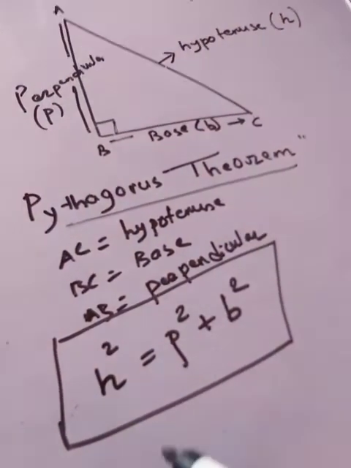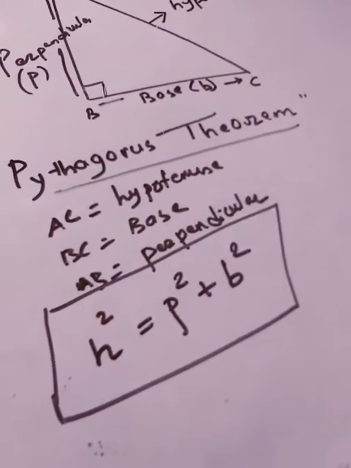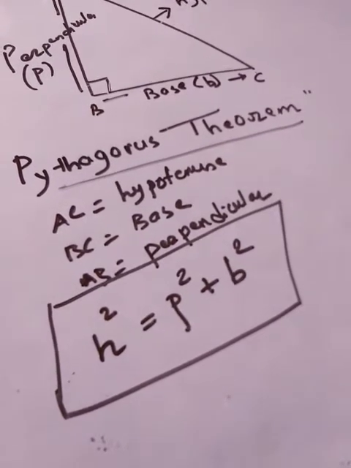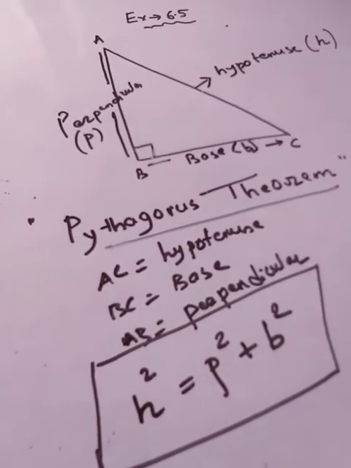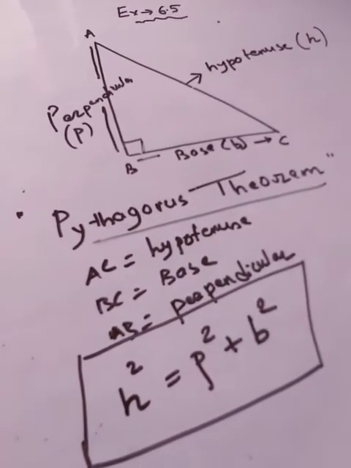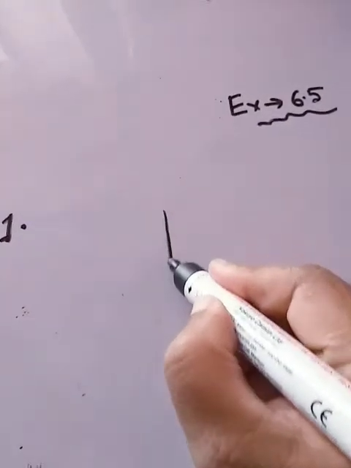Related to this theorem, you have to solve the entire exercise, and very easy sums are there. So let's begin with question number 1 of exercise 6.5. According to the question, PQR is a right angle triangle, right angled at P. So we have to draw a right angle triangle.